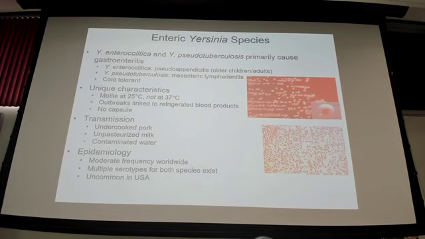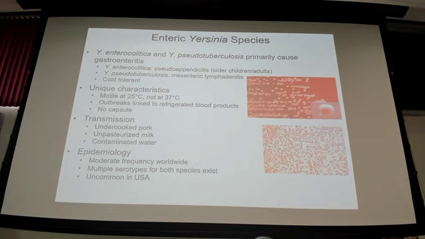Common transmission sources: these organisms are both found in the GI tracts of food-producing animals. So we find a lot of cases associated with undercooked pork, unpasteurized milk, and contaminated water. The contaminated water is mostly runoff from those animals that gets into the water supply, where you're not able to have adequate hygiene to catch that. Because they are cold-tolerant organisms and actually grow better at 25 degrees Celsius as well as 37 degrees Celsius, they have a unique geographical distribution.